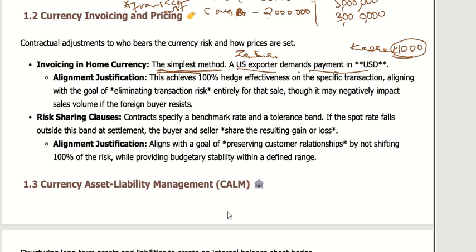Okay, so maybe let me just try and flip this example where we say that the exporter is a US, okay, USA, and wants to get his 1,000 US dollars, and then the importer is Zambian, right? Now, the exporter is demanding that you pay me in dollars. So meaning that the exporter wants to basically reduce or eliminate its exposure.